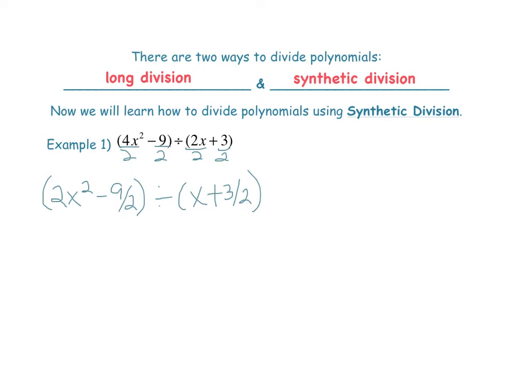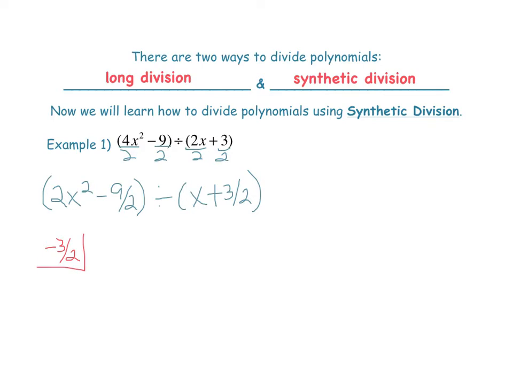For the divisor, we're only going to use the constant, and we are going to change the sign. So for our divisor, instead of it being 3 halves, it will be negative 3 halves. So you must change the sign of the constant. And I put a little box around it. You can do a full box or a little half box, but you kind of put it on the shelf. I call it the shelf.